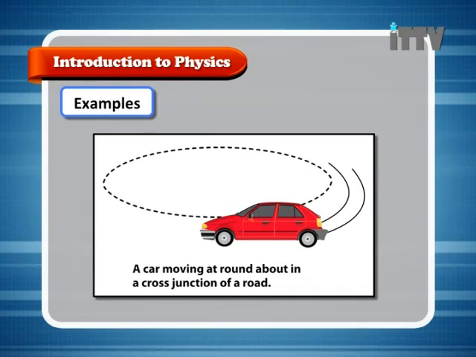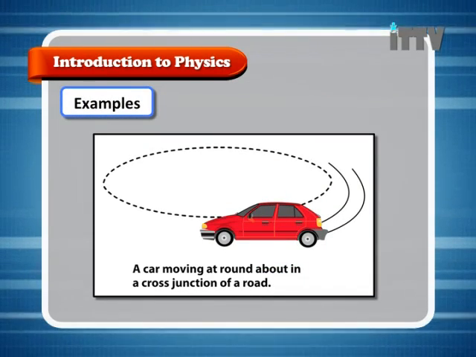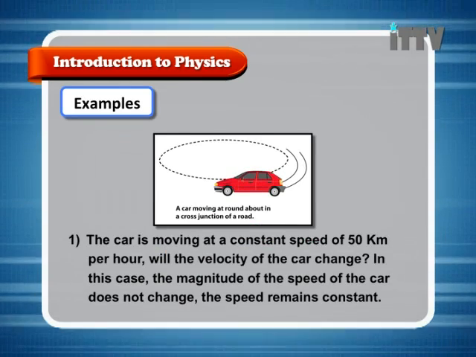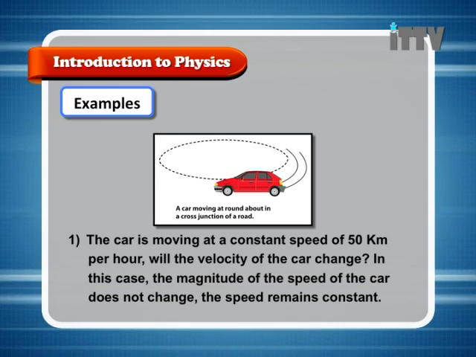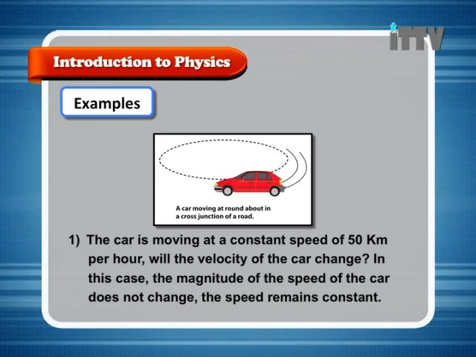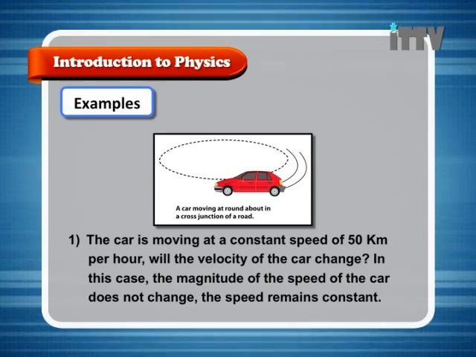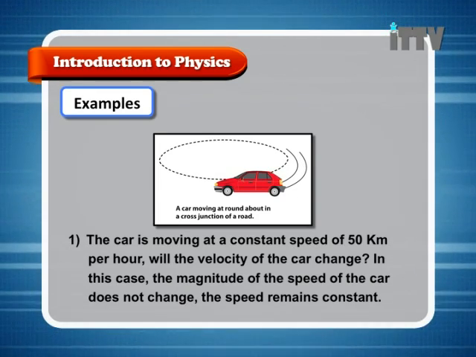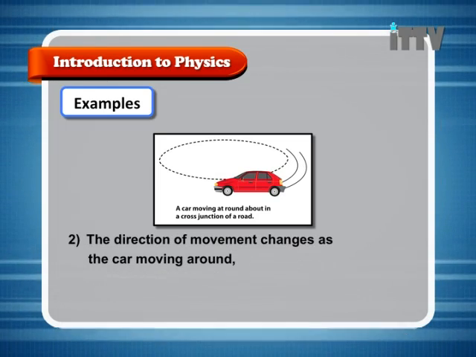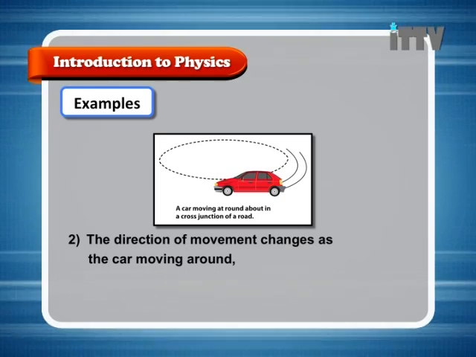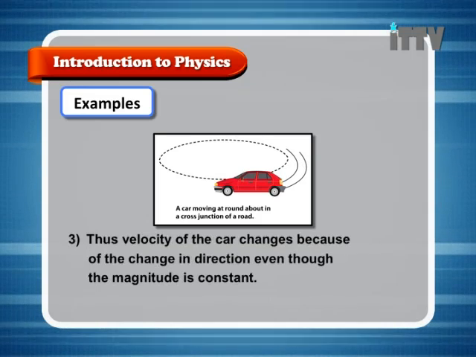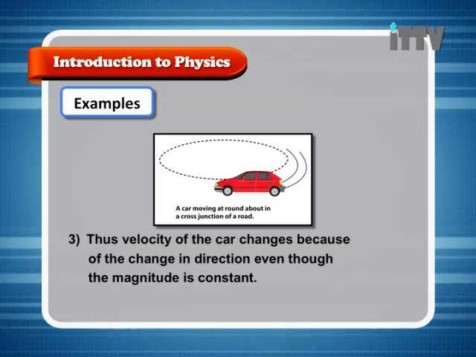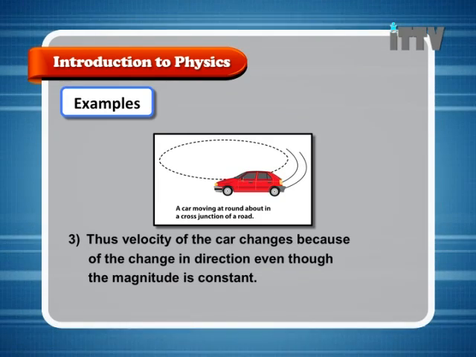Example, we have a car going around a roundabout at a cross section of a road. The car is moving at a constant speed of 50 kilometers per hour. Will the velocity of the car change? In this case, the magnitude of the speed of the car does not change. The speed remains constant. The direction of movement changes as the car keeps moving around. Thus, the velocity of the car changes because of the changes in direction even though the magnitude is constant.